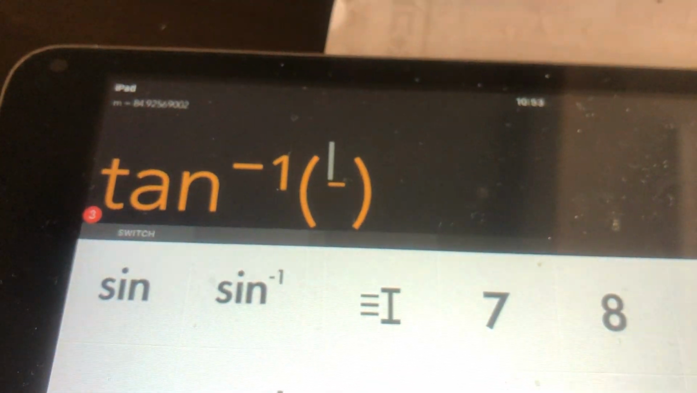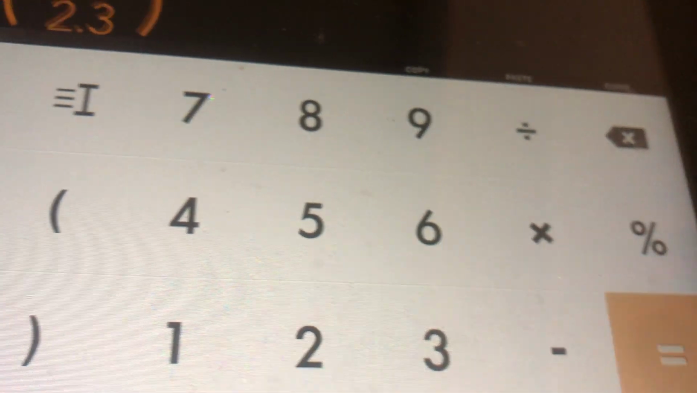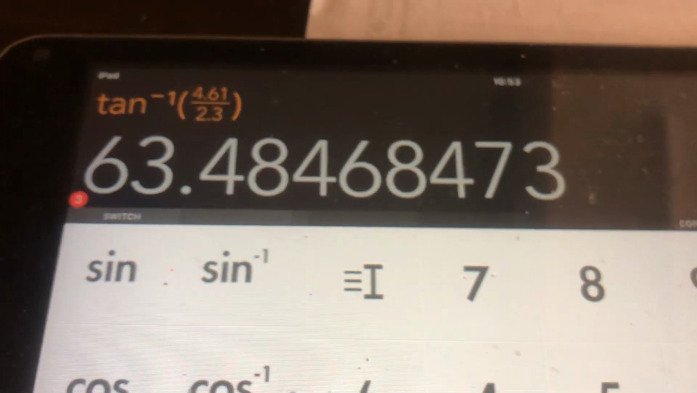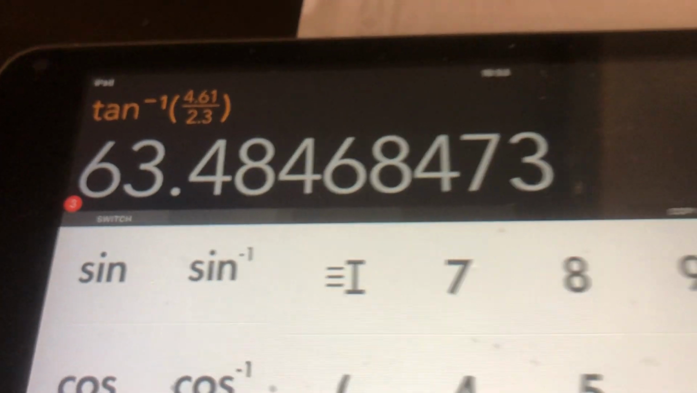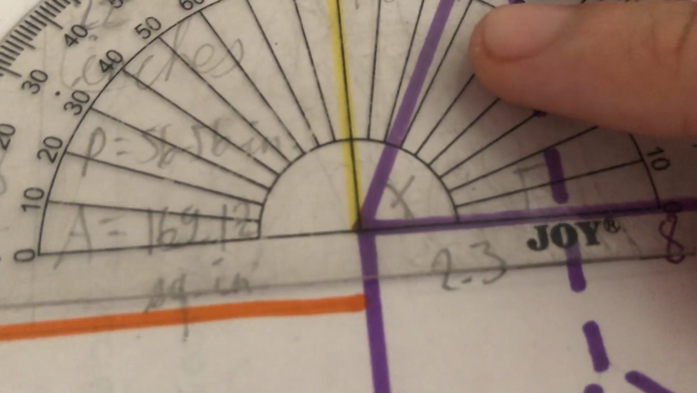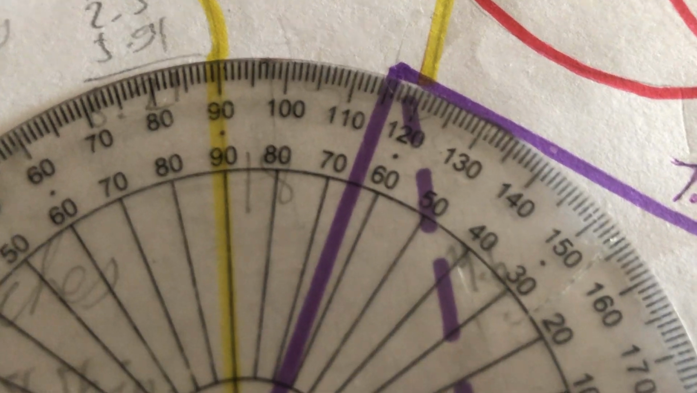Remember, tangent is opposite over adjacent. So our opposite is 4.6, so 4.6 divided by 2.3. What did we get? 63.48, or we can just round it off to 63.5. So that's the measure of the angle. To go back to our drawing, the angle here must measure 63.5.